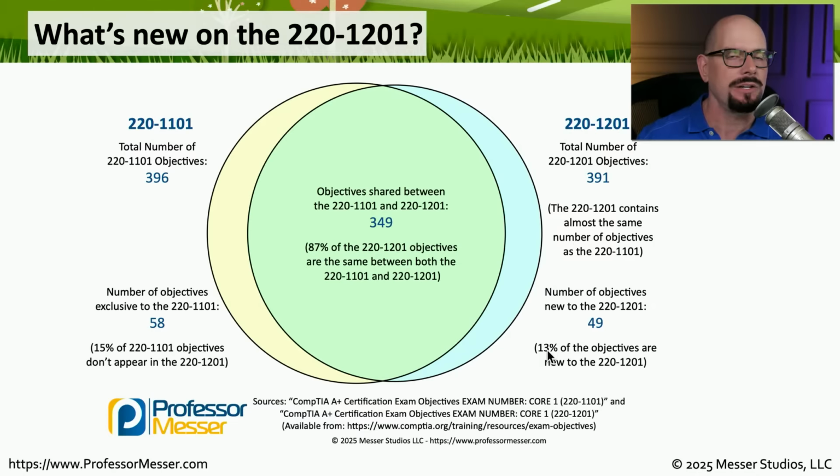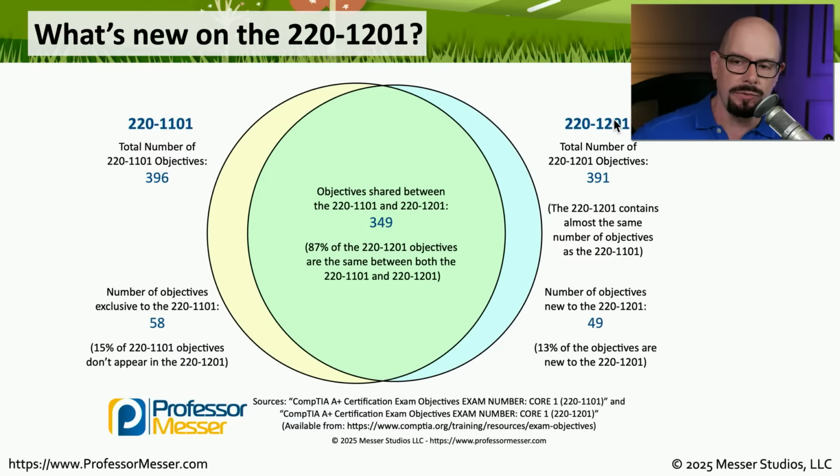So this doesn't mean we can still use our old training materials. You should still get training materials that have been specifically written for the 1201 because it's going to be the most accurate, have all of the exam objectives in it, and give you the best chance for passing this exam.